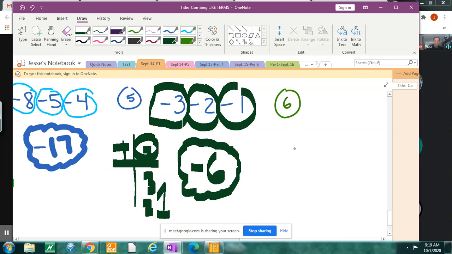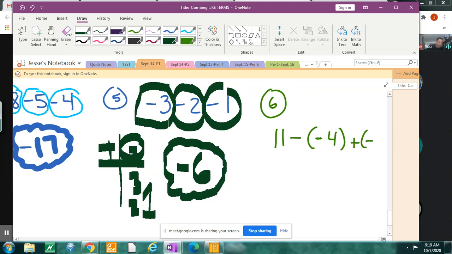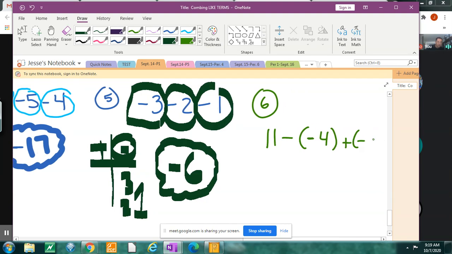So number 6. Try that one. Okay. 11 minus a minus 4 plus a minus, oops, sorry. Move it, move it, move it. -2. All right. Go ahead and do that one. I'll give you 10 seconds.